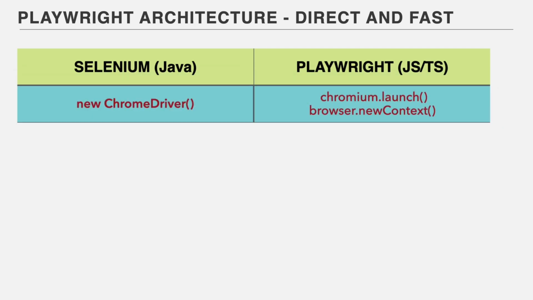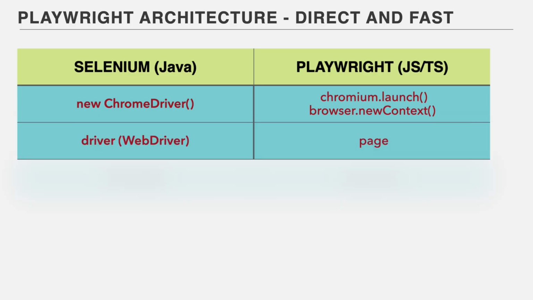So in Selenium, we write new ChromeDriver that creates the driver and launches Chrome in one setup. But in Playwright, that one step becomes two. First, chromium.launch launches the browser, and then browser.newContext creates an isolated session inside it. Playwright separates these responsibilities on purpose. In Selenium, the driver object is everything: navigation, clicking, finding elements, all through driver. But in Playwright, that role belongs to page. The page object is your main interaction point, just like driver was in Selenium.